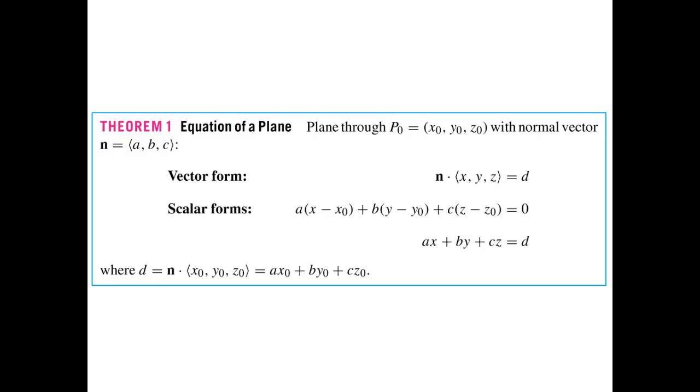The dot product of that would be some number d. What is that d? That d is the dot product of n with the vector from the origin to x0, y0, z0, P0. In other words, to calculate it: a x0 plus b y0 plus c z0. These are all numbers; multiply them together and add them to get d. So that's the vector form for the equation of a plane.